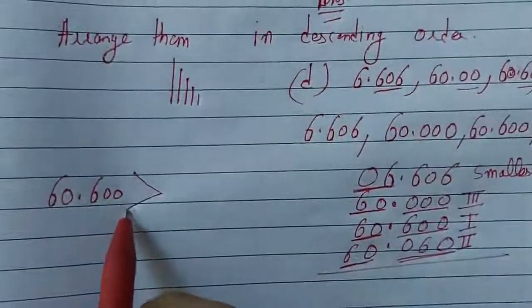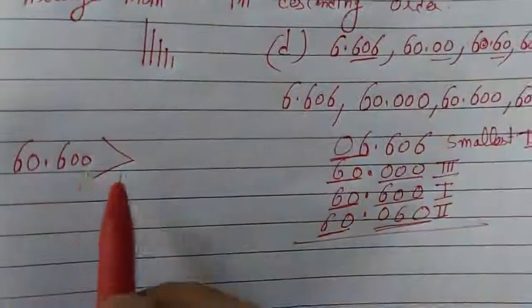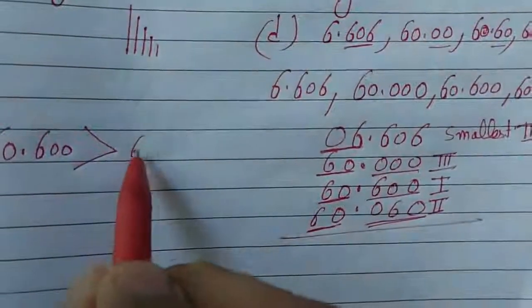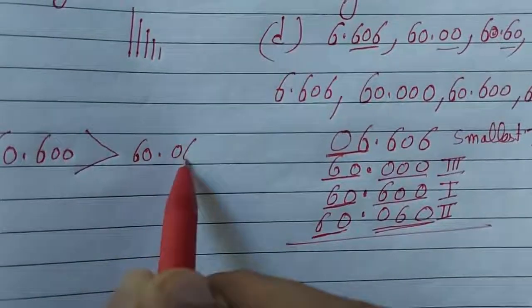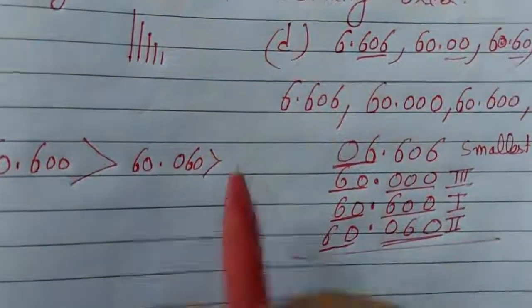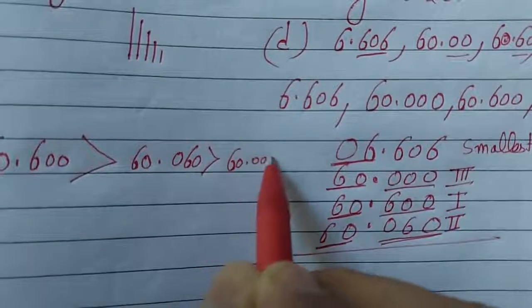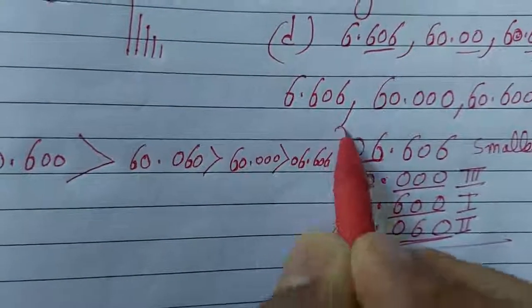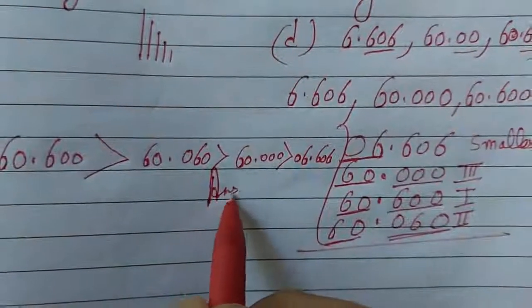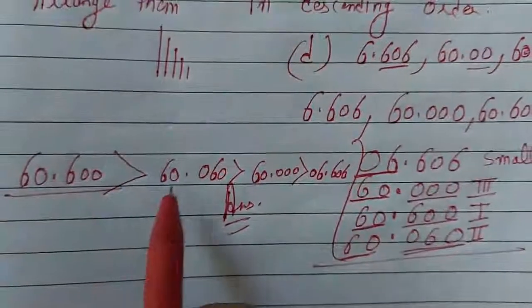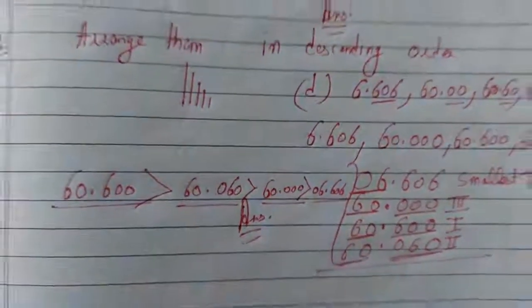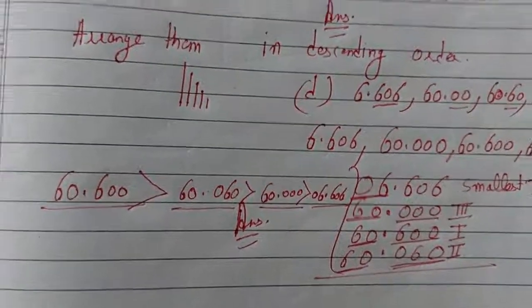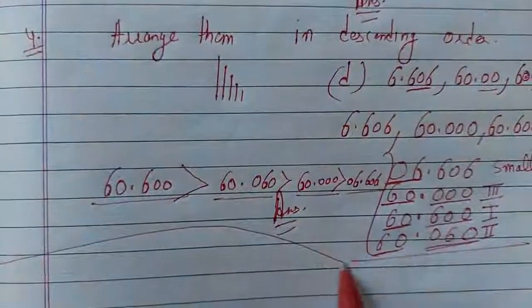Now you will place a symbol like this, and the smallest from this number is this number 60.060, and then the third number 60.000, and the fourth number 06.606. So this is the answer. You have to place the bigger number, then smaller, then more smaller, then more smaller. So this is the criteria you have to do this exercise. Okay, so in this way we are doing this exercise.